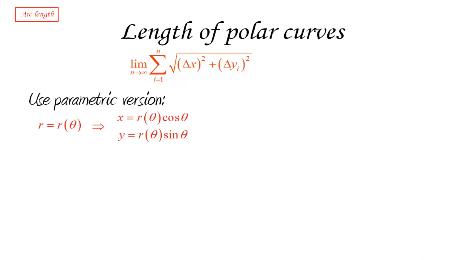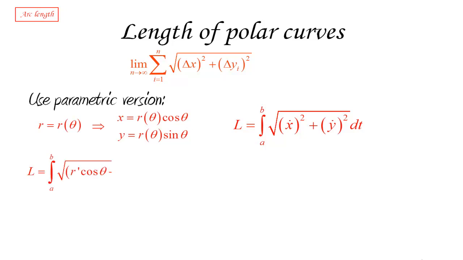Now that I have that, I can use the formula we've just seen for the length of a parametric curve, because now this is a parametric curve. All we have to do is remember how to compute the derivative of x and y with respect to theta this time. So our formula is going to end up being what you see in front of you. The first bracket includes the derivative of x, and the second one involves the derivative of y.